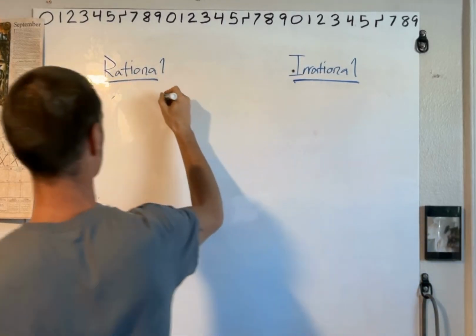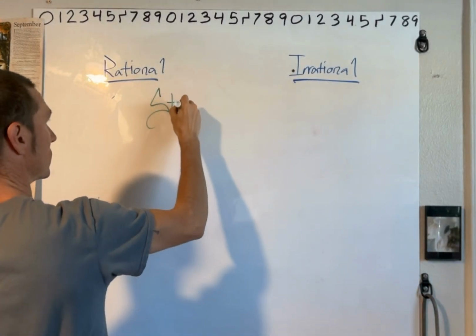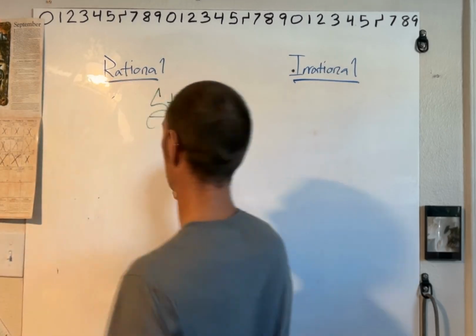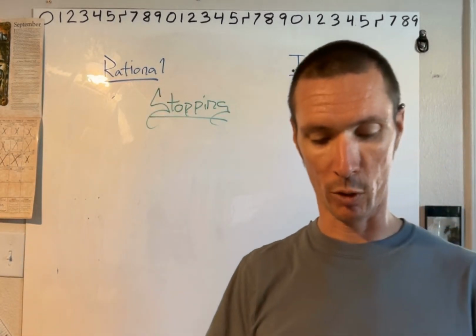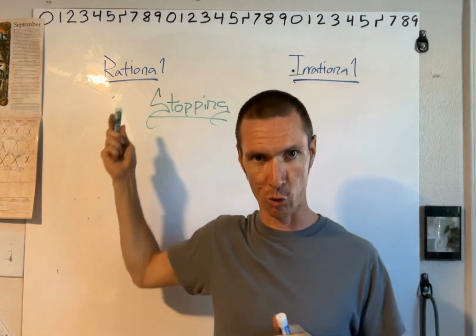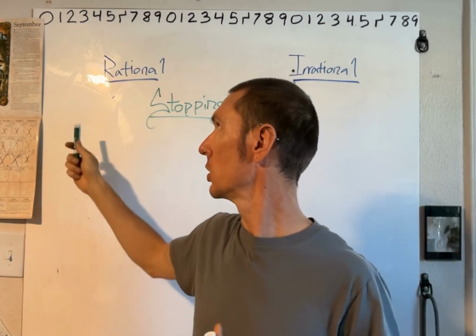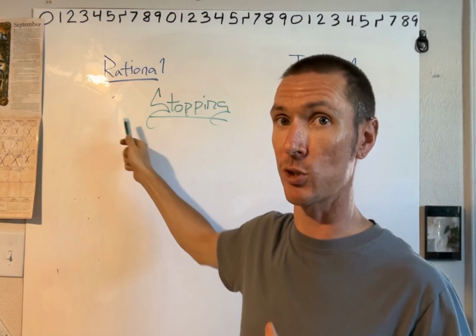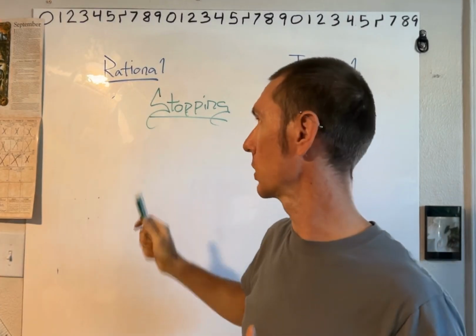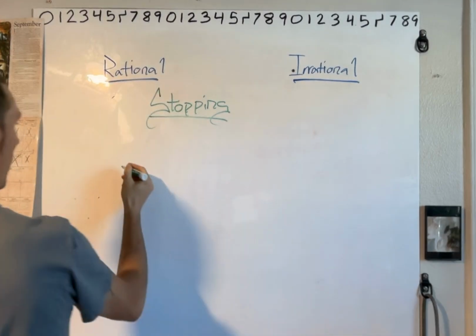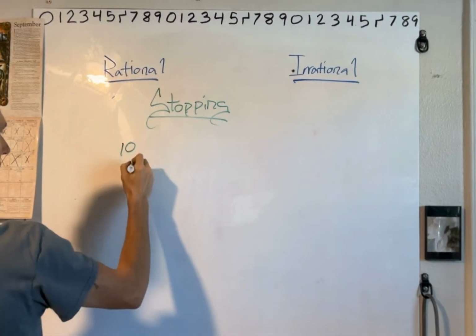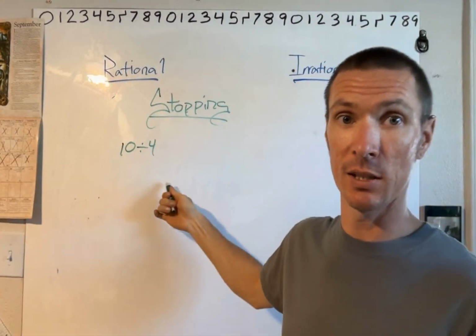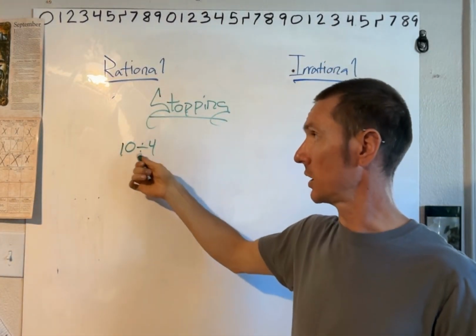Stopping points. Stopping points are very important when it comes to rational numbers. Your physical world, the finite, is built on rational numbers that have stopping points. Okay? When you have 10 divided by 4, okay? 10 divided by 4. It doesn't go into it evenly.